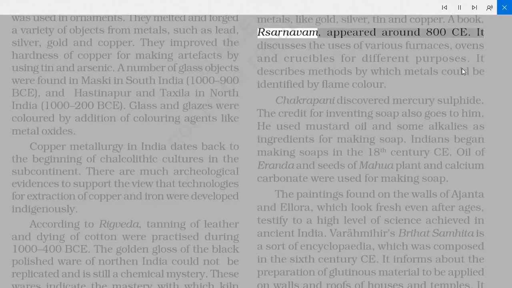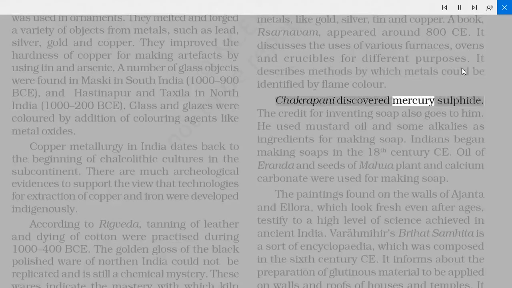A book, Rasarnavam, appeared around 800 CE. It discusses the uses of various furnaces, ovens and crucibles for different purposes. It describes methods by which metals could be identified by flame color.